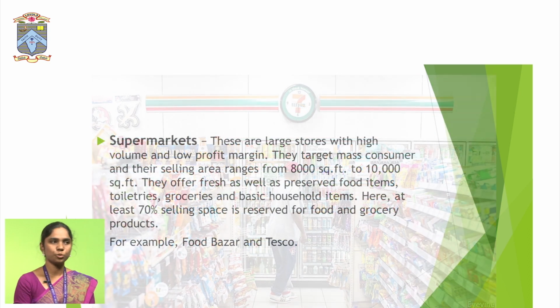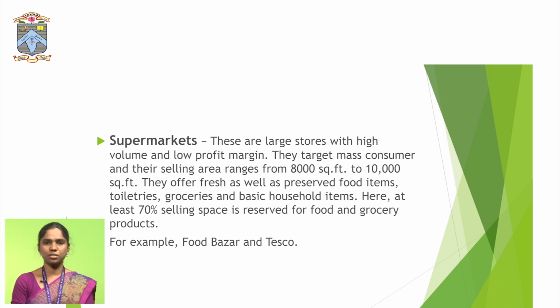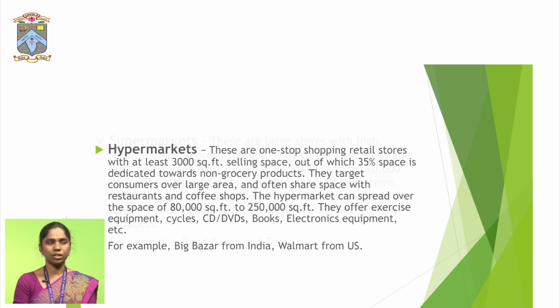Next, the second one is the supermarket. A supermarket is somewhat an extension of the convenience store, where the product range is very high and the profit margin per product is somewhat less when compared to convenience stores. And the third one is the hypermarket. A hypermarket is the extension of the supermarket.